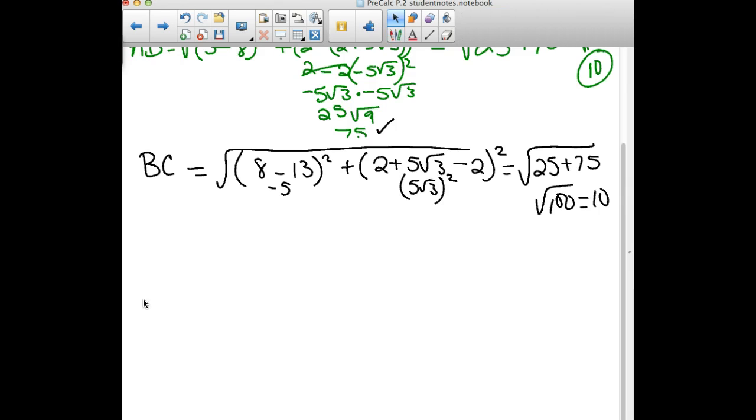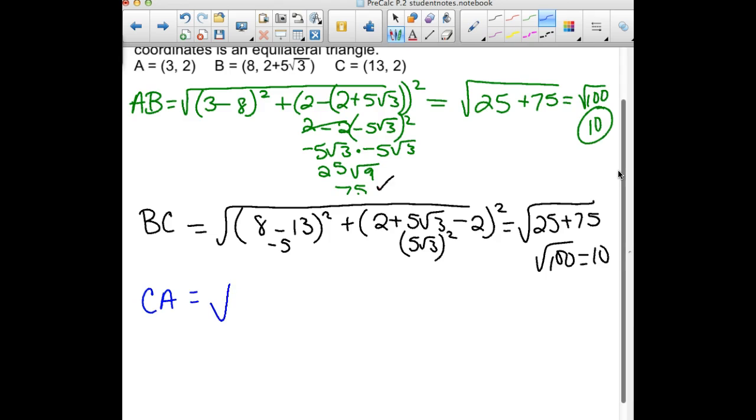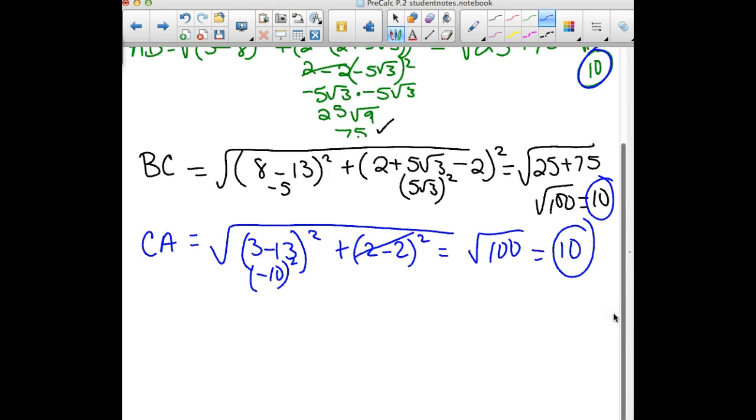And then our last side, we would have segment CA, square root the difference with our x's, so 3 minus 13, and 2 minus 2, the difference of the y's. Squaring each. This last term is just 0, so we really are looking at this first term, negative 10 squared is 100, which is 10 again. And since we have the same length for each side, we do have an equilateral triangle.